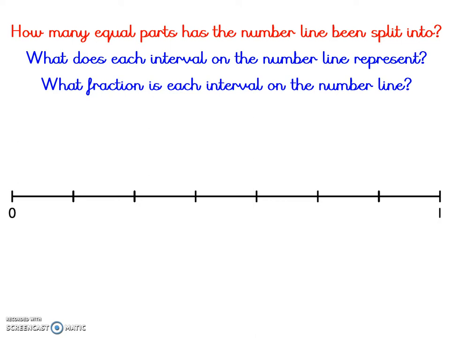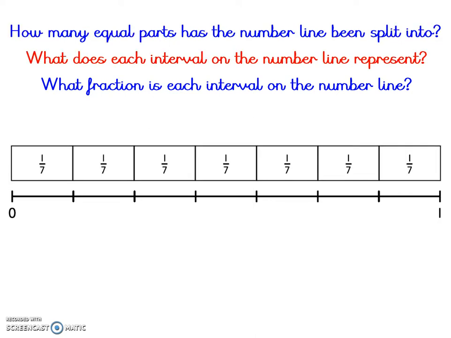The question is, what does each interval on the number line represent? Well, if we split the whole thing into 7 parts, we've broken it into 7. So our denominator is going to be saying 1 split into 7 equal parts. So the denominator is 7. And each of those parts is going to be one of those 7 parts. So 1/7 for each step on this number line.